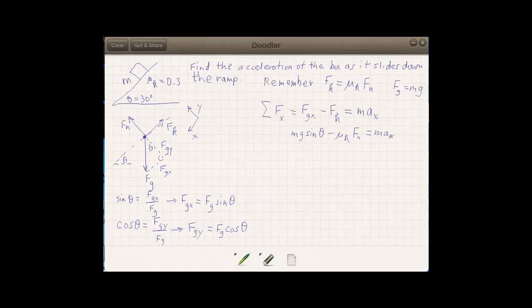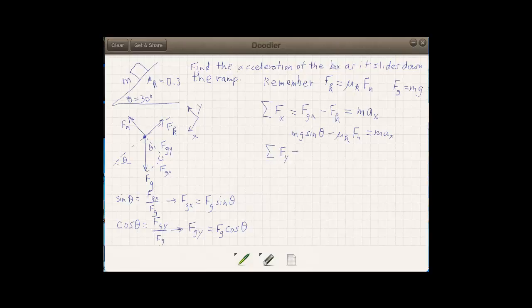And we're done with this right now. We can't solve for a sub x by itself because we don't know the normal force. We're going to have to figure that out separately. We do know the coefficient of friction, we know g, we know the angle theta, but we don't know the mass and we don't know the normal force. So we move on and do the same thing for the forces in the y direction.